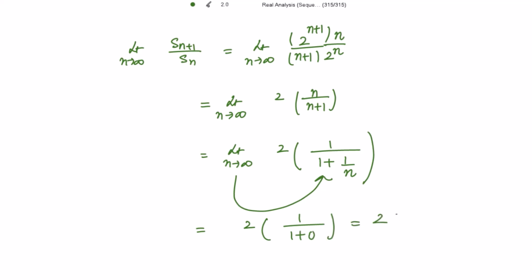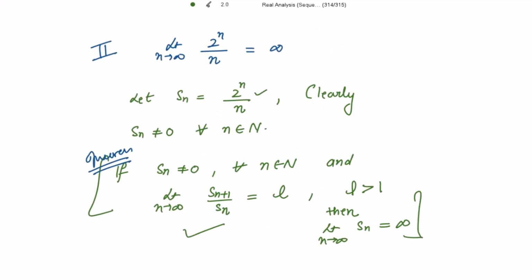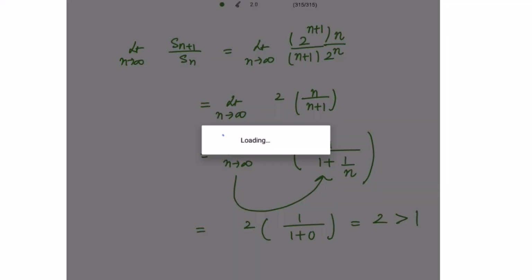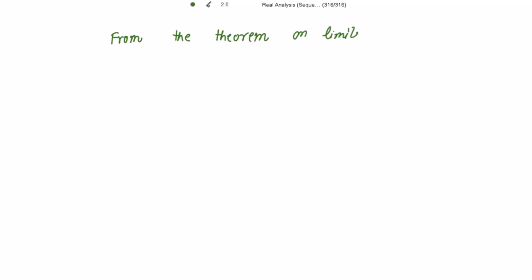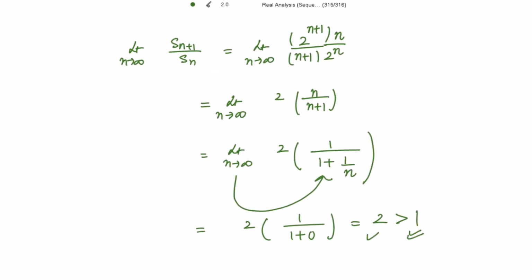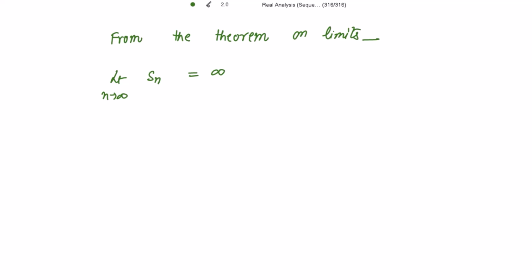And this 2 is strictly greater than 1. And whenever L, the limit, is strictly greater than 1, then the limit n tends to infinity of Sn comes out to be infinity, right? So from the theorem on limits, you may write that complete theorem over here. Limit n tends to infinity of Sn is equal to infinity. Reason: because L is strictly greater than 1, right? Because the limit we have found is strictly greater than 1. So that is why this limit of Sn is equal to infinity. That is, limit n tends to infinity of 2 to the power n divided by n is equal to infinity. Okay, thank you.